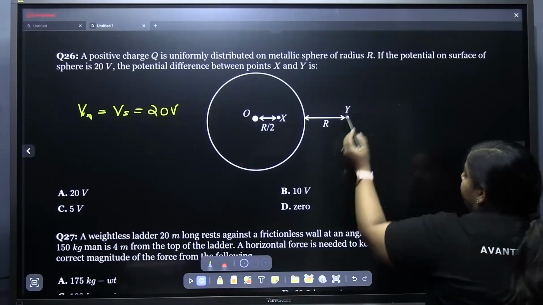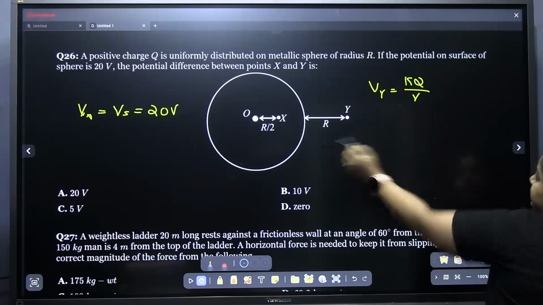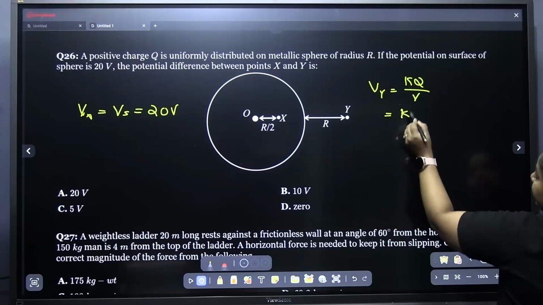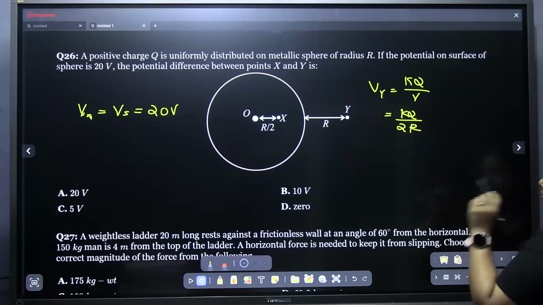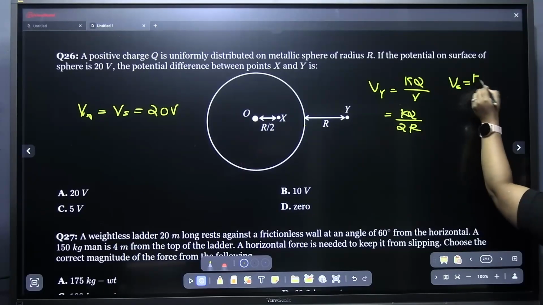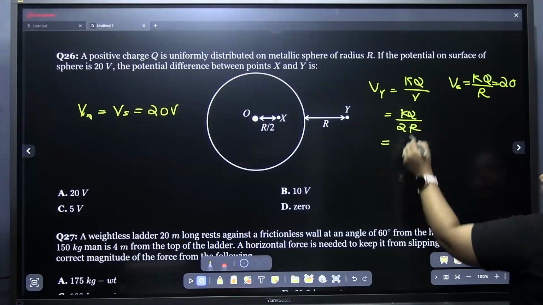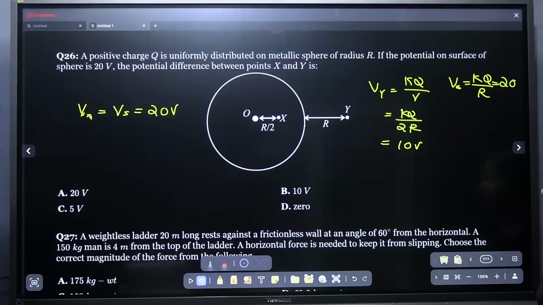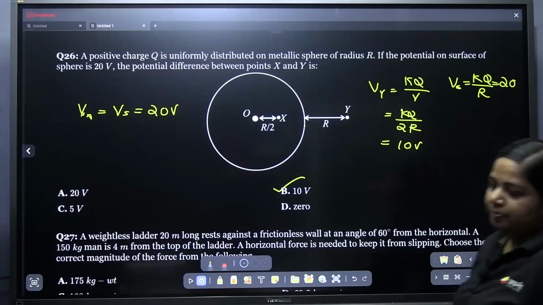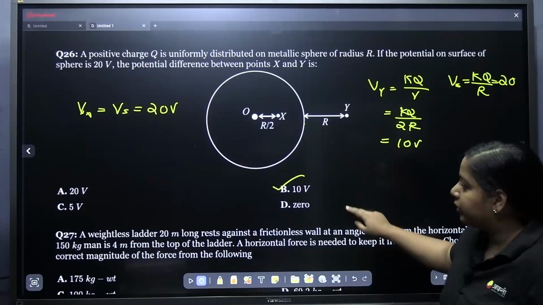Okay, and at Y potential is equal to what? KQ by distance, where the distance is 2R. So KQ by 2R. On the surface, potential is equal to KQ by capital R, which is given as 20. So this should be equal to 20 by 2, 10 volt. Difference will be 10 volt. Okay. It is a very easy question. I think we can move to the next one.